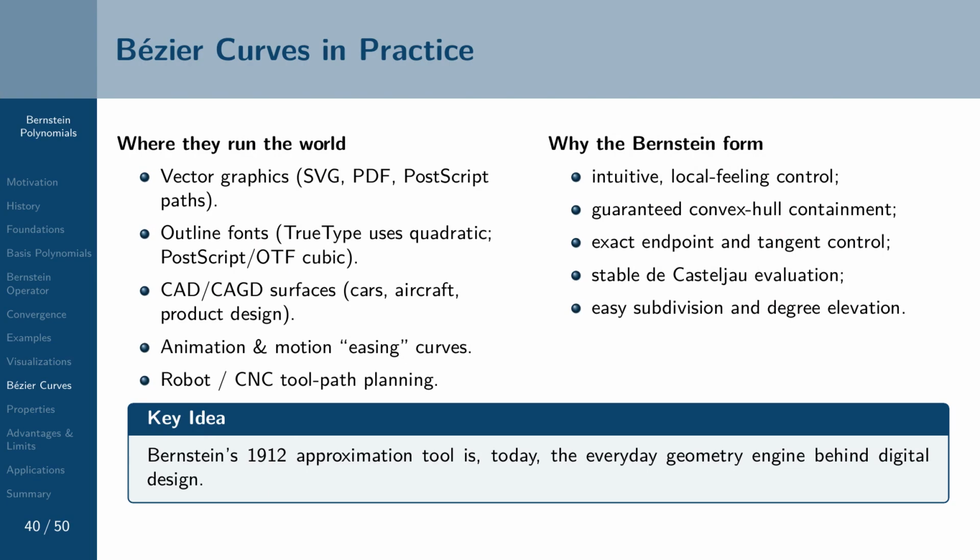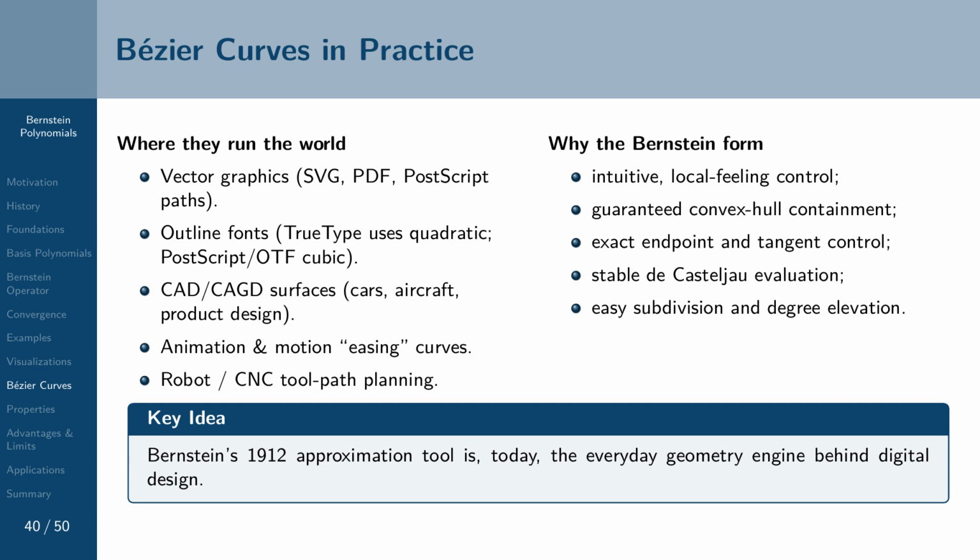Where do these run the world? In vector graphics: the path commands of SVG, PDF, and PostScript. In outline fonts, TrueType uses quadratic Bézier curves, while PostScript and OpenType use cubic ones. In computer-aided design surfaces for cars, aircraft, and consumer products. In animation, easing curves. And in robot and CNC toolpath planning.